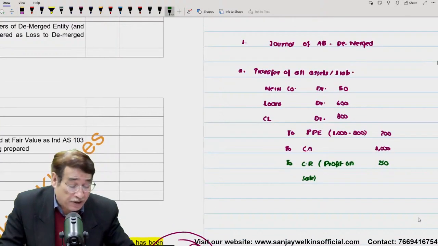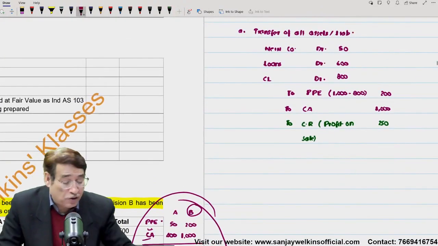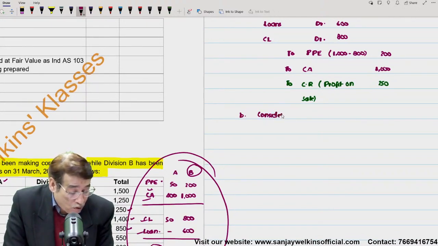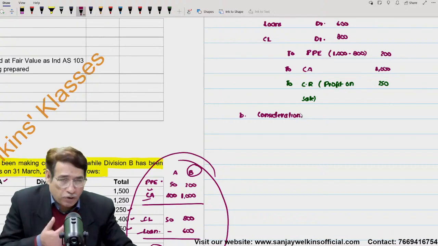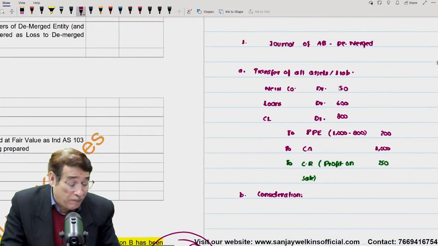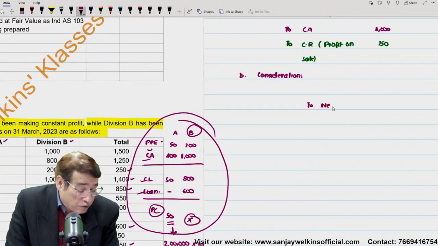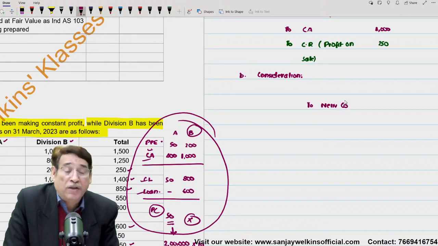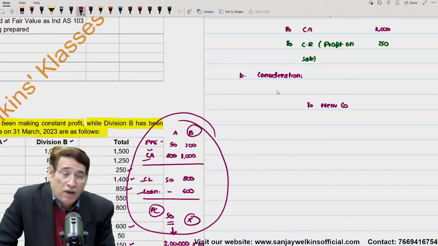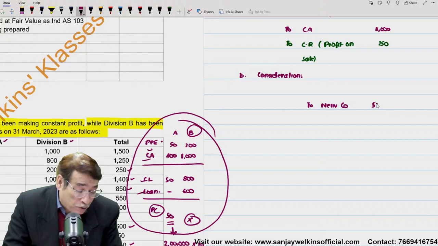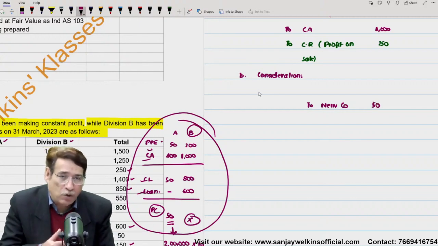Now we have to pass the second entry. The second entry depends upon the fact whether consideration is being received by the demerged entity or by the members. In this case, consideration is received by the members. The demerged entity is not supposed to receive the consideration, but we have debited the new company. So first of all, we will cancel out our debtors, that is the new company. And because we are not receiving anything from the new company, because that is being received by the members, obviously it is a loss. Because it is a loss, and there is a balance in capital reserve, how much was I actually supposed to receive? I was supposed to receive 50 lakh. Please pay attention. This is a loss to us. I have already told you.